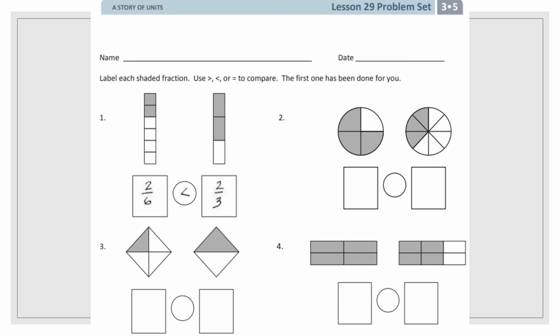All right, we are going to go over the answers. If you need more time, just press pause. So as you can see, for number 2, we have 3/4 and 3/8, and 3/4 is greater than 3/8. For number 3, I have 1/4 and 1/2, and 1/4 is less than 1/2. And finally, 4/4 is greater than 4/6. So let's keep going.